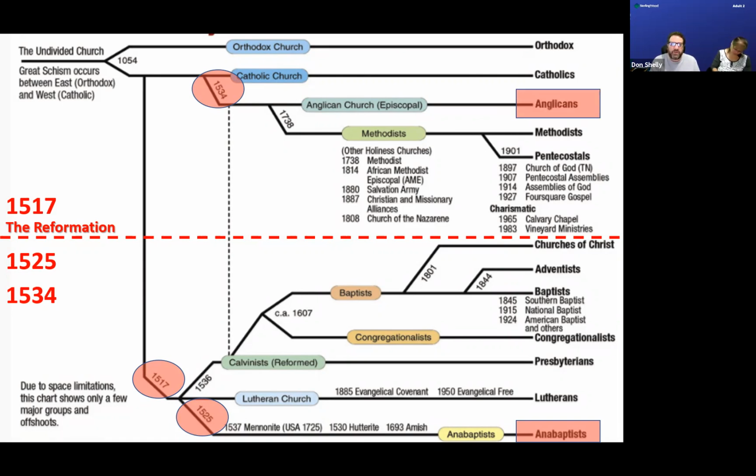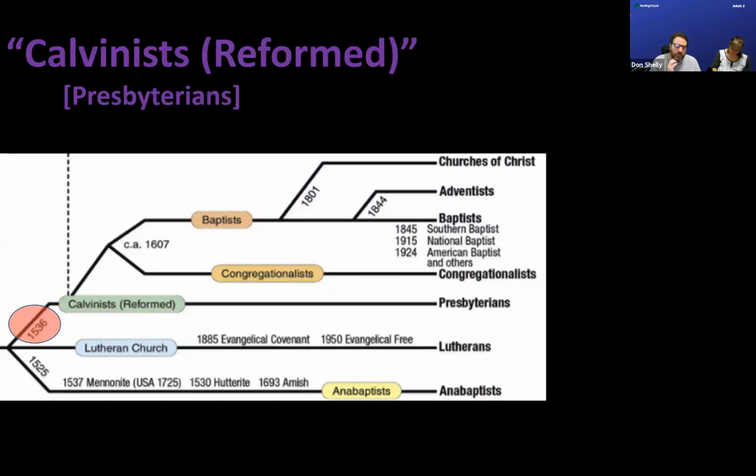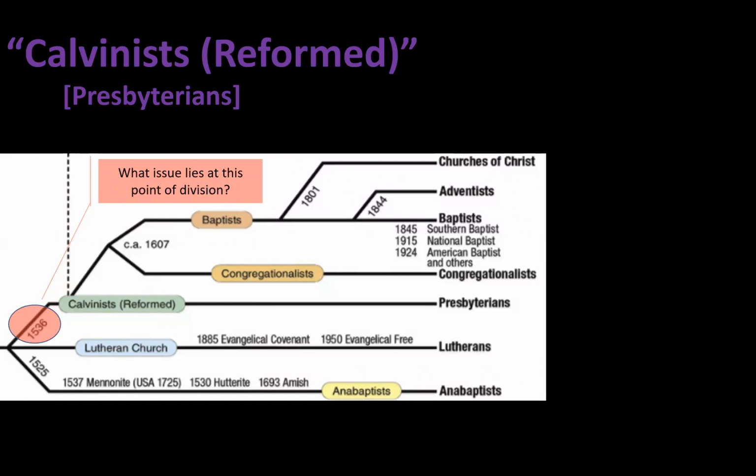And so today, again, we've been working through this chronologically. So today we're going to land on 1536, which, as you can see from the chart, is the break off of Calvinists or the Reformed tradition from the rest of the Reformation that started in 1517. So what's so important about 1536 that we would recognize that as being the breaking point? What issue lies here at this point of division? Predestination? Predestination is part of the answer.